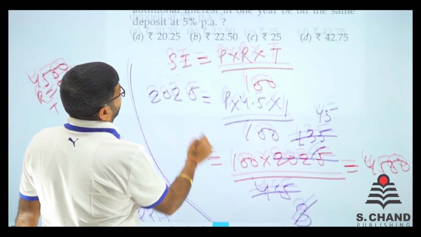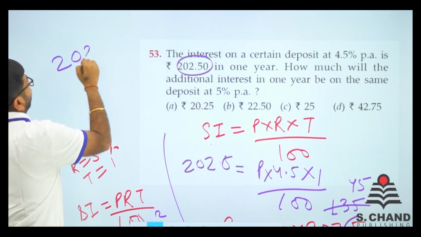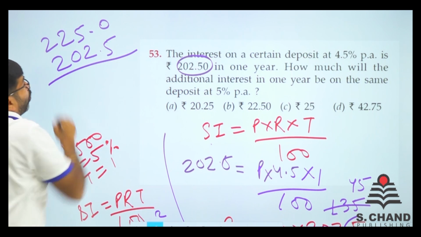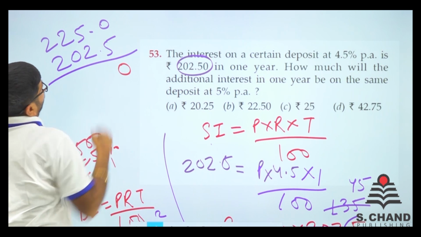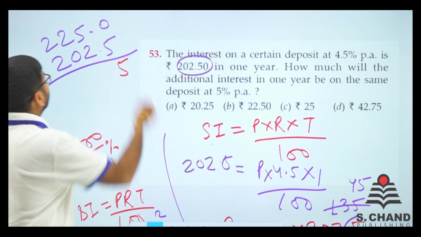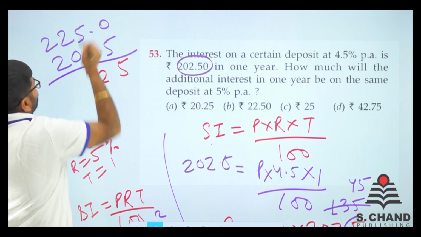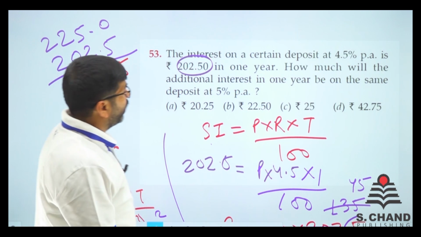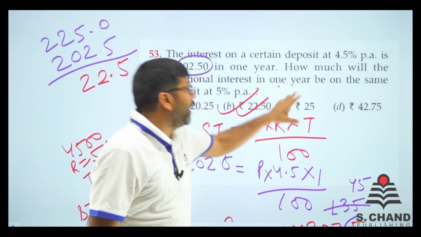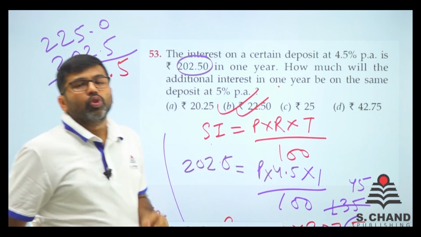So here we have two things, right? The one SI is 202.5 and the other is 225.0. So what is the difference? 0 goes there. 10 minus 5 is 5. It is 4 now. 4 minus 2 is 2 now. And this is 2. So 22.5. Is there any option 22.5? Yes, it is. So 22.5 is the additional interest in 1 year if the same deposit is for 5% rate of interest per annum. So this is the way.